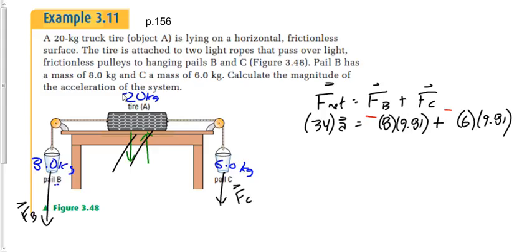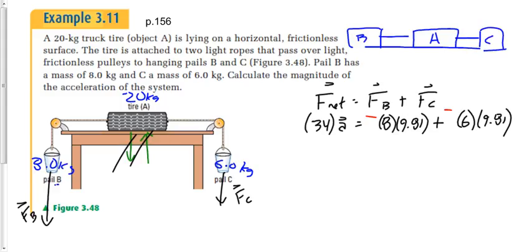Redraw it. Let's pretend we have tire A right here. Let's pretend we're stretching up pail B like this. We're kind of pulling it horizontally like this. And pail C, we're kind of pulling up horizontally like this. If that's the case, B would be over here, C would be over here. And if that's the case, then there's a force on pail B this way. And there's a force on pail C this way.